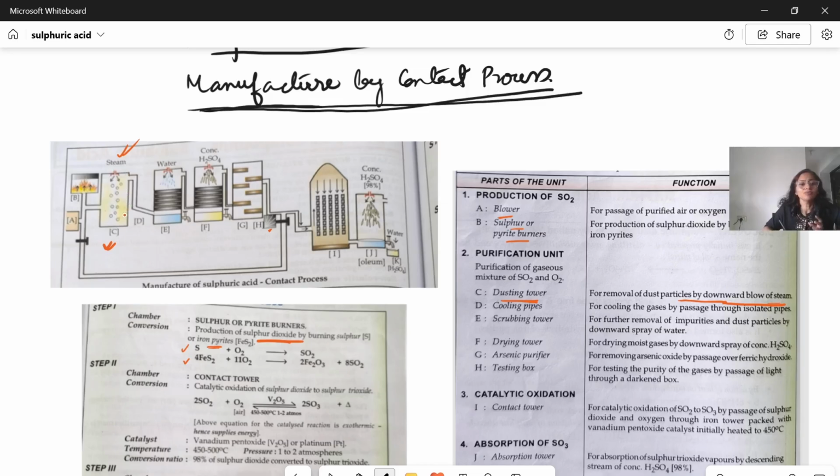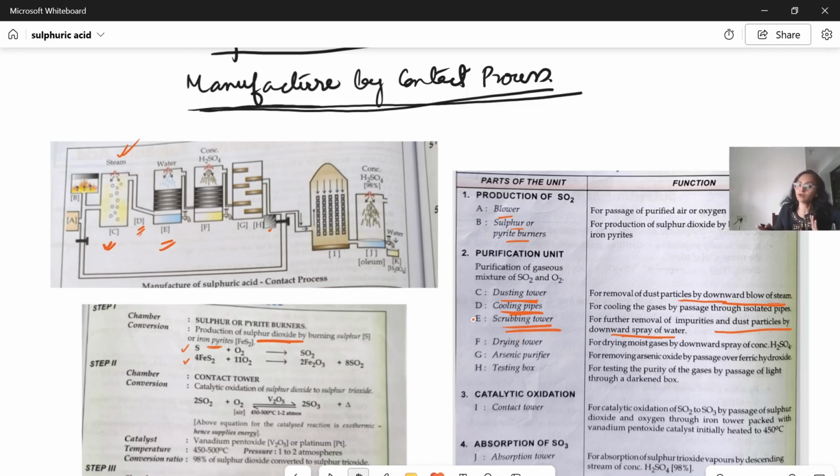But when this is done, the gases become too hot, so they are cooled by passing through the pipe D. D are the cooling pipes which cool the gases. But there are still more impurities, so the remaining dust particles need to be removed further. This is done in chamber E, the scrubbing tower, where a downward spray of water removes the dust particles.